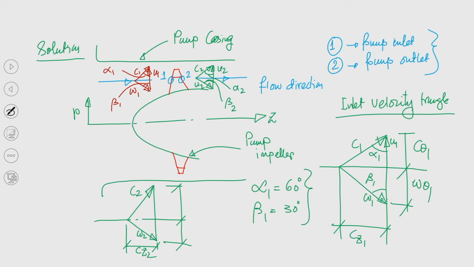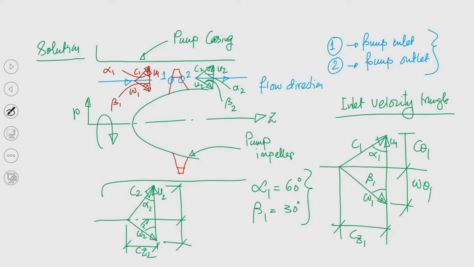So, this is the flow velocity at the outlet, and this angle is alpha 2, that is the absolute flow angle at the outlet, and this is the blade angle at the outlet, beta 2. And this is definitely u2, that is the tangential component velocity at the outlet. So, the pump is rotating in this direction, right.